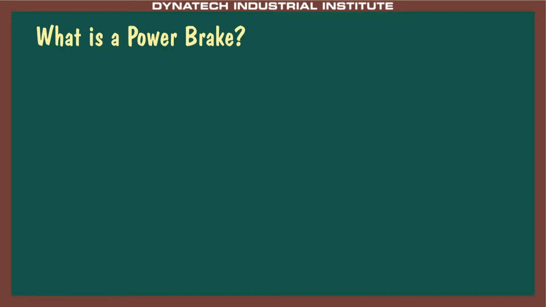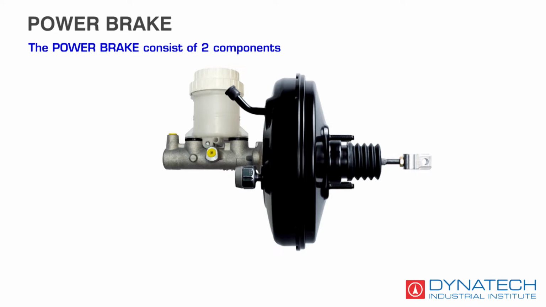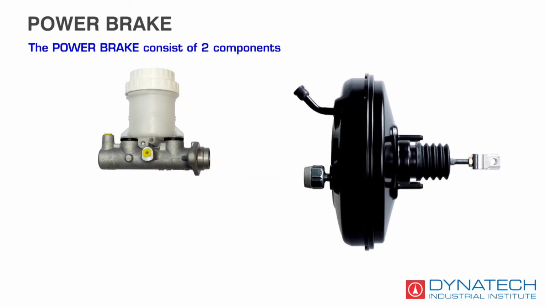What is a power brake? Power brake is a vacuum assist brake that multiplies the force on the master cylinder push rod. It consists of the following components: 1, the brake booster, and 2, the master cylinder. Master cylinder, brake booster.